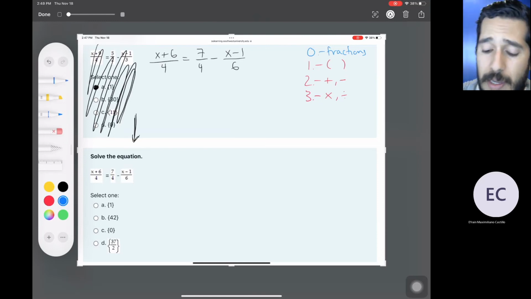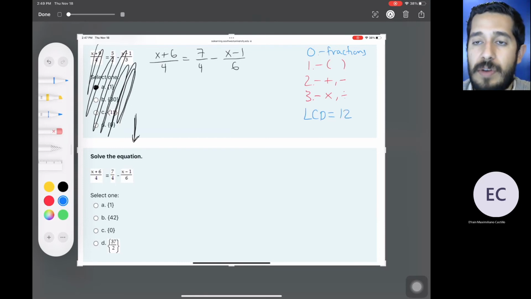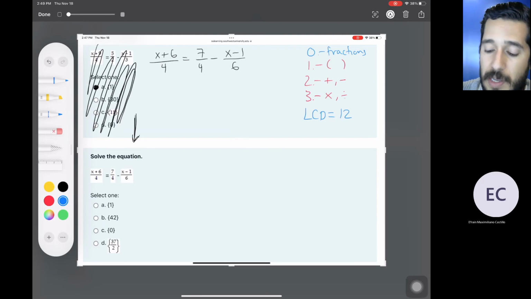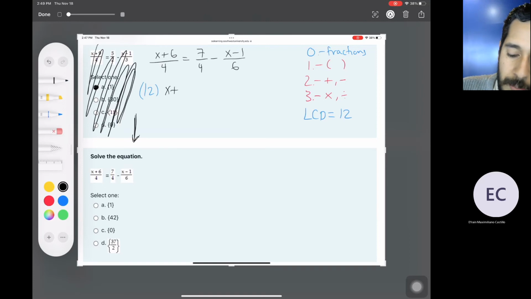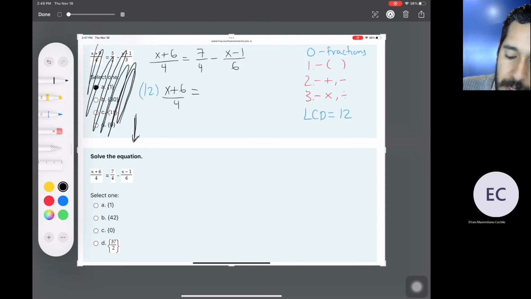I have the denominators of 4 and 6. That means I have to get the least common denominator between those numbers, which happens to be 12. Okay, 12 can be divided by 4 and 12 can be divided by 6. So I'm going to take 12 and multiply it times every fraction that I have in my problem. Okay, 12 times x plus 6 divided by 4 equals 12 times the second fraction, which is 7 over 4, minus, and then I have 12 times the third fraction that I have in there, which is x minus 1 over 6.